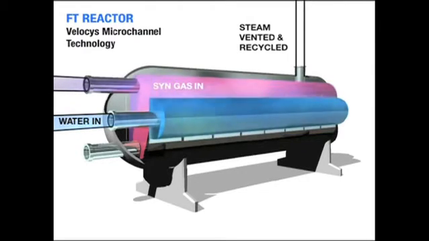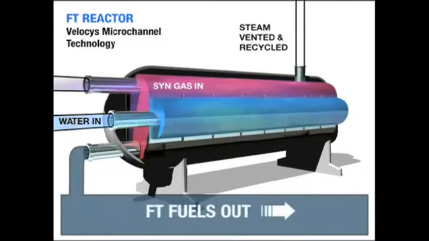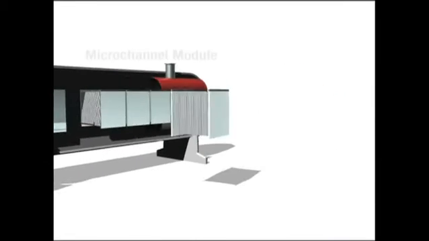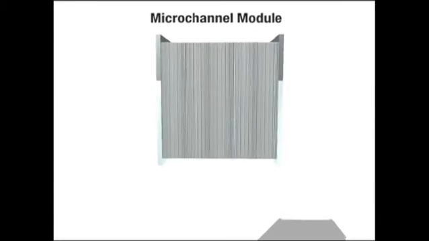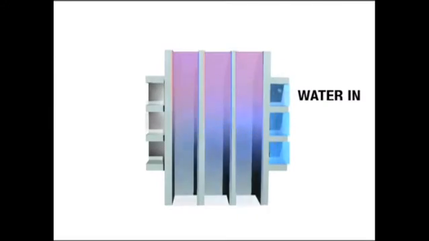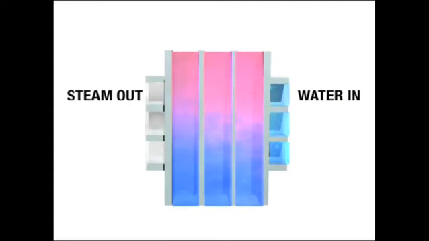The synthesis gas flows from top to bottom and leaves the reactors as FT products, a synthetic crude containing a mixture of longer-chain hydrocarbons. This is a view of an individual FT reactor block. Inside each reactor block are thousands of microchannels. Again, coolant water enters on one side and leaves the steam on the other. The reactor has a cross-flow structure.